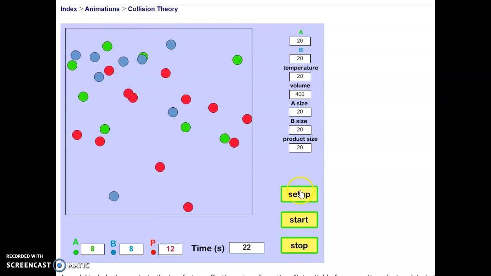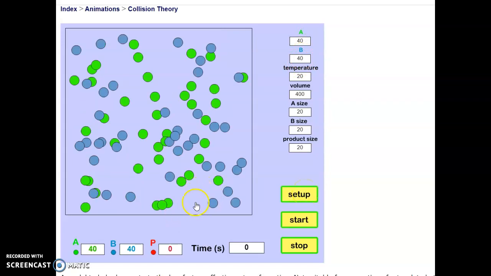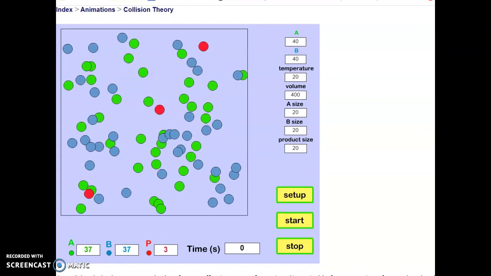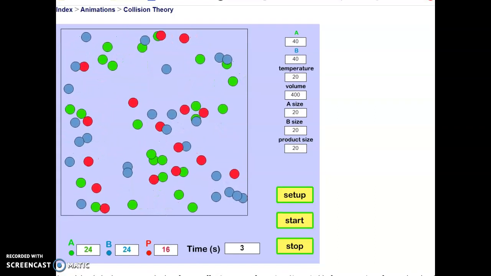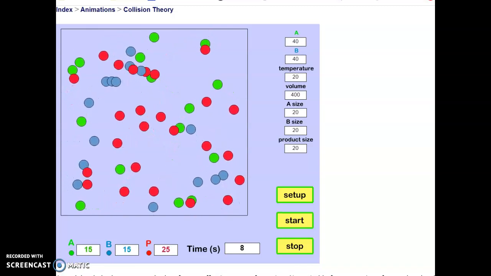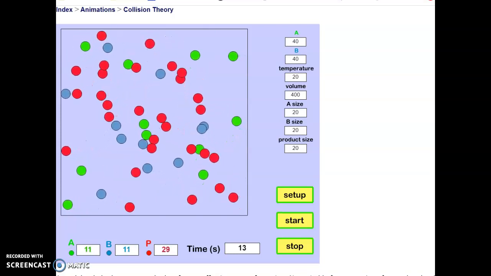So let's stop this. And we're going to set this up, and we're going to double the amount, not the size. We're going to double the amount of green and blue to start with. So we're basically doubling the amount of particles that are here. So you can see there's automatically more particles, which means that when the collisions start, they're still moving at exactly the same speed, but just naturally you're going to have more red product because you have more particles reacting. You're not changing the percent of success.